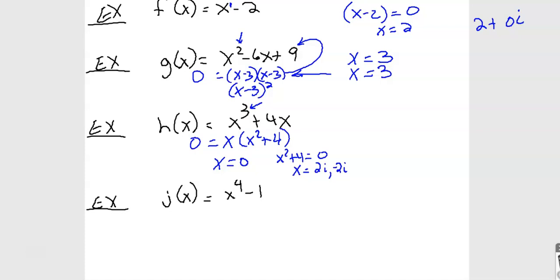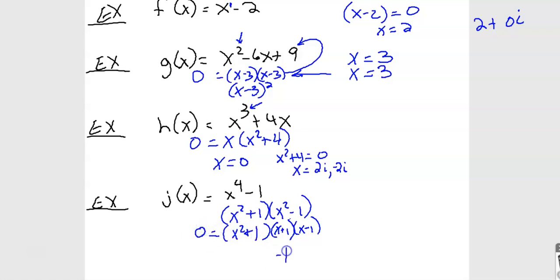And then the next one, x to the 4th. Here you have x to the 4th, and basically that means there are 4 zeros. That factors as x squared plus 1 times x squared minus 1. This one actually factors more: x plus 1 times x minus 1. When you set all this equal to 0, you're going to get negative 1 here, positive 1 there, and here you're going to get 1i and negative 1i.